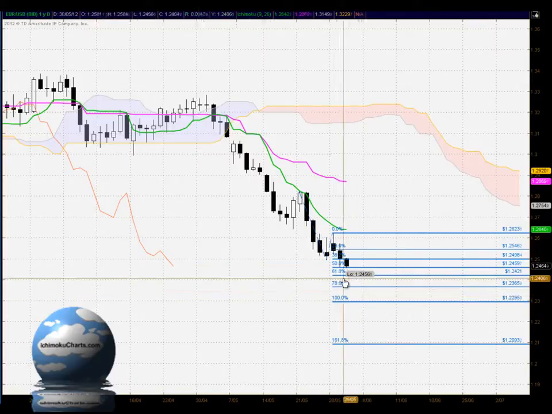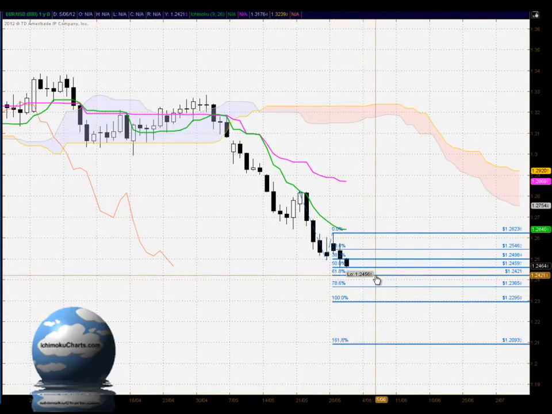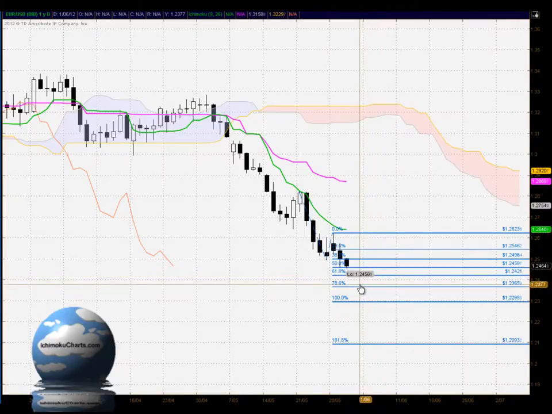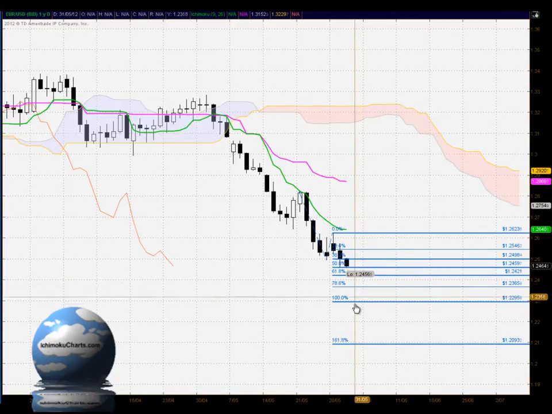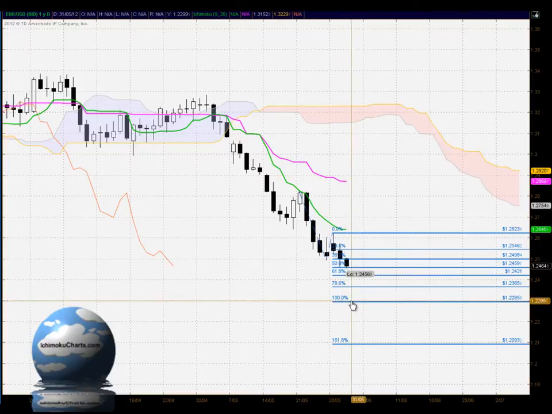If this trend does continue trading down, then obviously the 61.8% level is important at 124.21. The 78.6% level will come into play. That's a minor level, but more important will be the 122.95 level down at this area here. So if the trend does continue down in a bearish way, that is a potential area where we could see the market find some support.